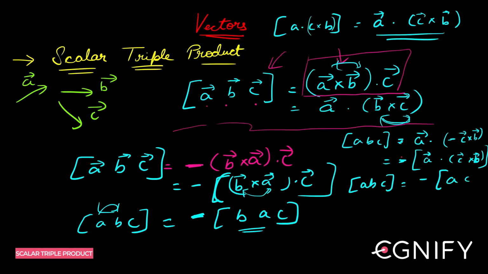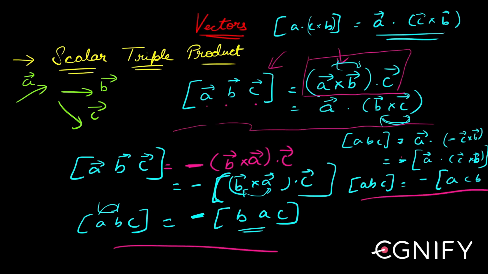This is box ACB. So look at this and this. Box ABC is equal to minus box BAC and also equal to minus box ACB. So if I change the order of these two, I'll have to put a negative sign. If I change the order of these two also, even then I have to put a negative sign. So if I change B and C, even then I'll have to put a negative sign.